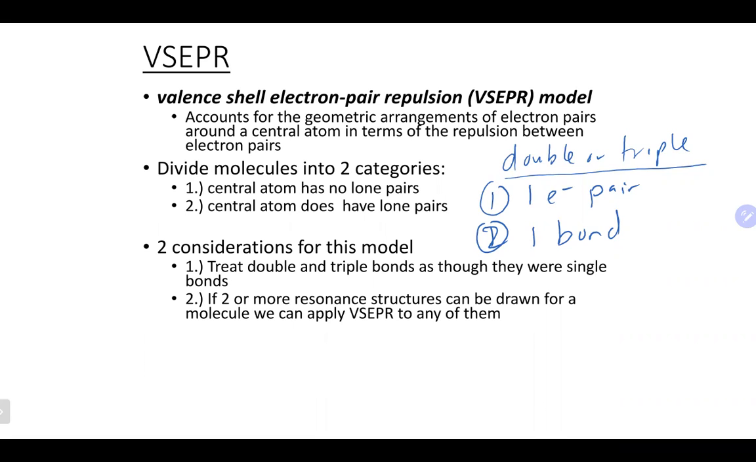The second thing is not too important for us because we're probably not going to do a lot of resonance structures, but if you drew a resonance structure for a particular molecule and it was possible to do so, you could apply this geometry, and if you did everything correctly, you will end up with the same geometry for each structure that you drew.